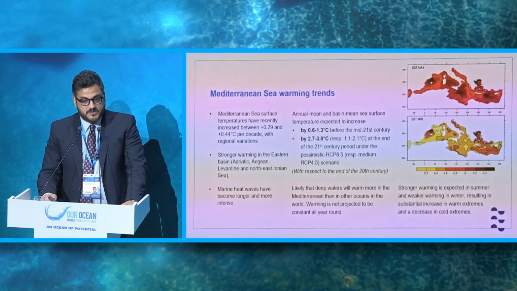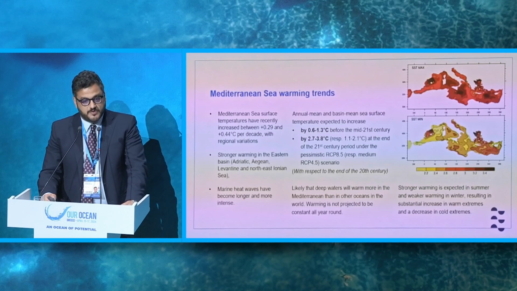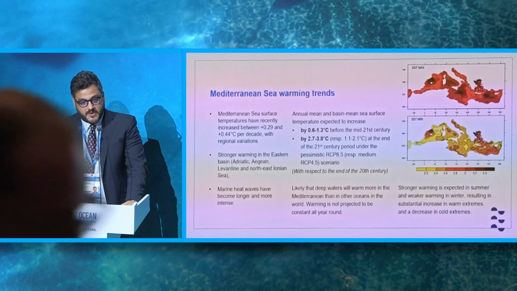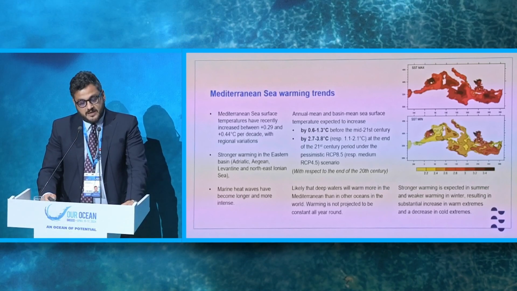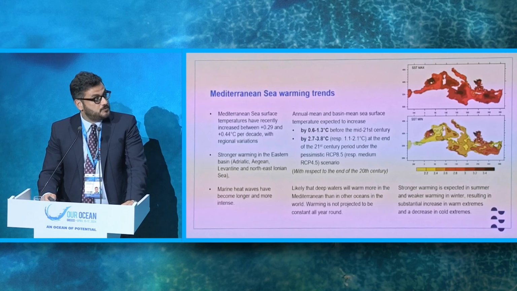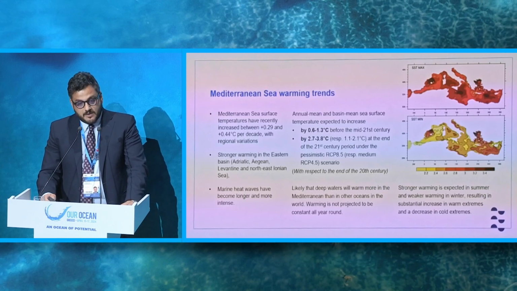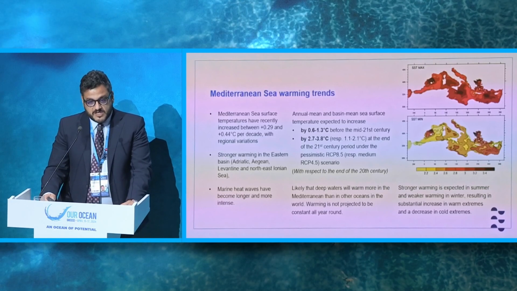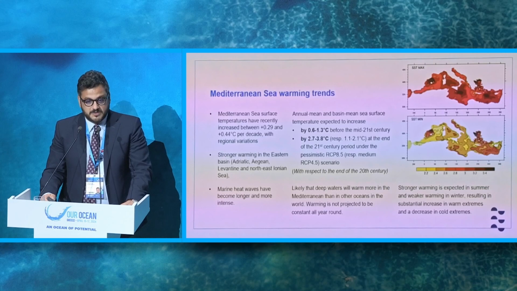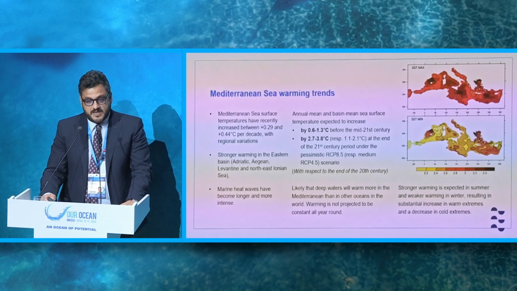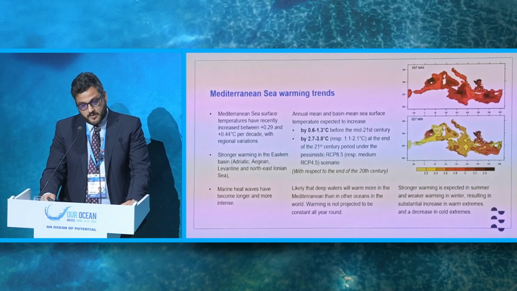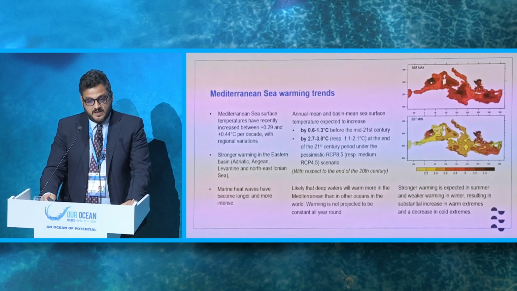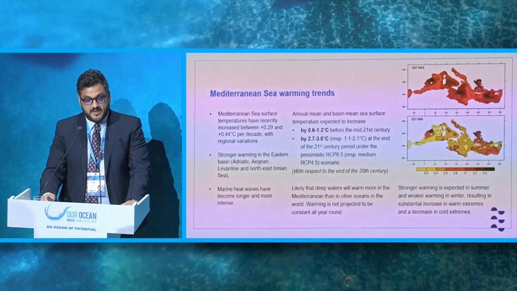We have recently increased temperature between 0.3 to 0.4 degrees per decade, stronger warmings in the Eastern Basin, Adriatic, Aegean, Levantine, and with some marine heat waves that become stronger and longer, as well as more intense. The projections also are not good in the sense that we expect an increase of 0.6 up to 1.3 degrees by the mid-21st century and 2.7 up to 3.8 degrees until the end of the 21st century.